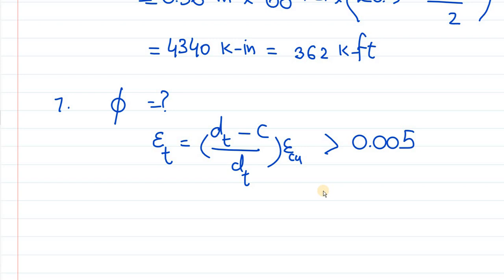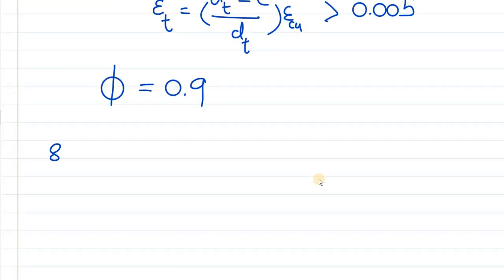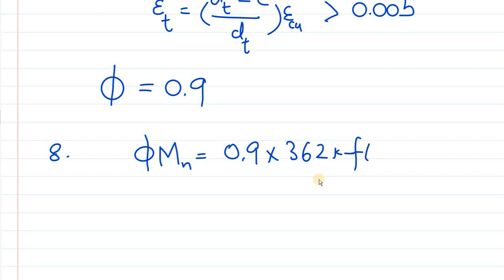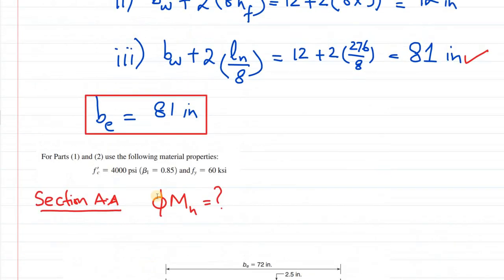You just need to make sure where it lies in the definition for tension control, compression control, or the transition. So this is greater than 0.005, so phi value would be 0.9. Now simply multiply in the final step phi and Mn. So phi Mn will be 0.9 into 362 kip feet. So you get the answer for phi Mn, 326 kip feet. So this is your final answer, phi Mn. This is exactly what we wanted to determine for this section, phi Mn.